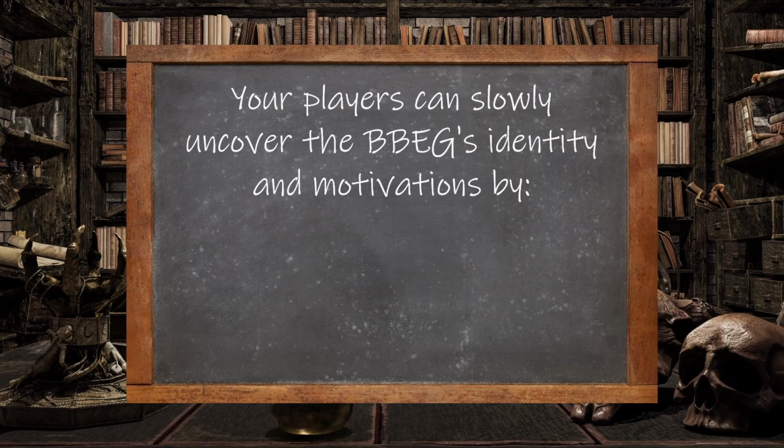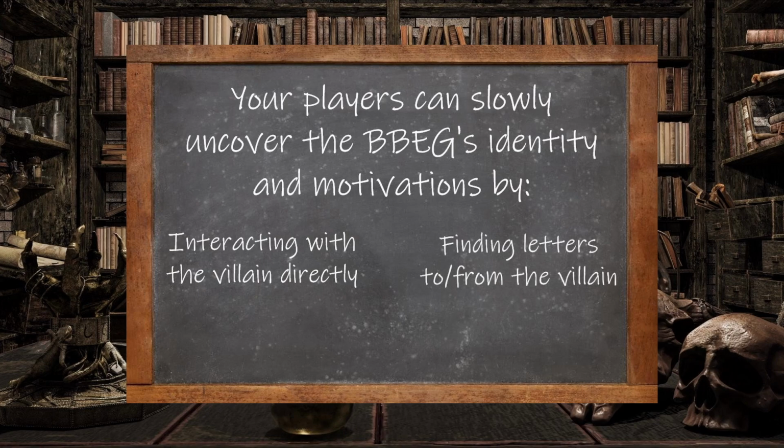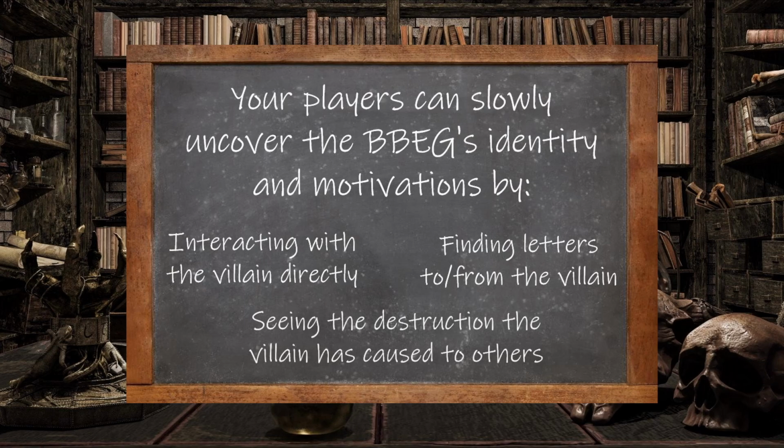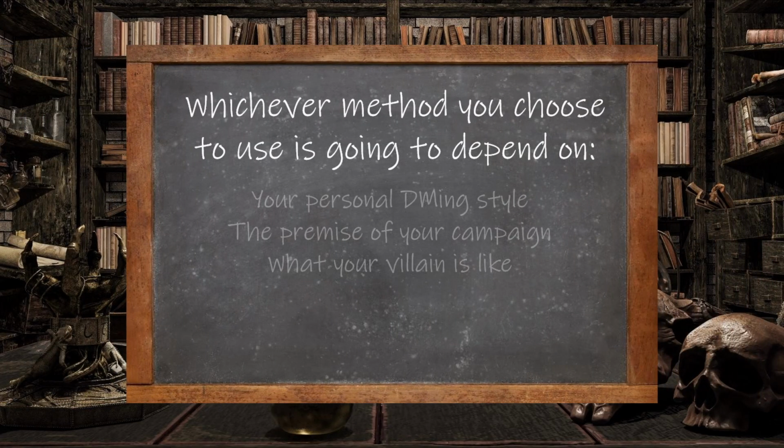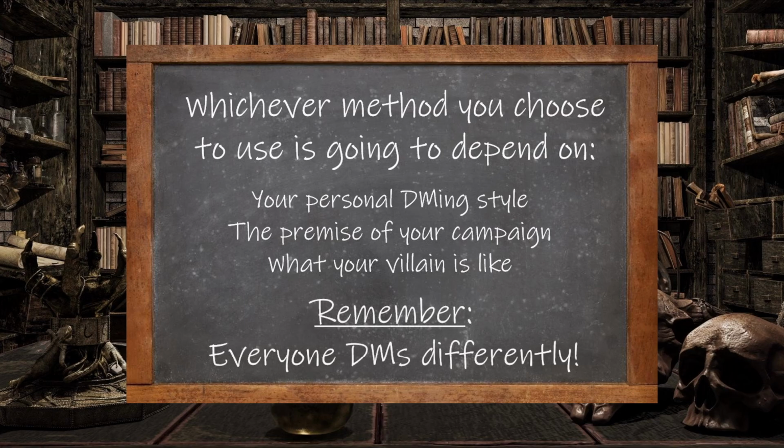There are plenty of ways to do this, such as having the party interact with the villain directly, uncovering communications to or from the villain to other lieutenants, seeing the carnage the villain has wrought on other innocent people, and many, many more. Exactly how you reveal your villain is going to be up to your personal DMing style, campaign premise, and what your villain is actually like. So different DMs will and should try different things.